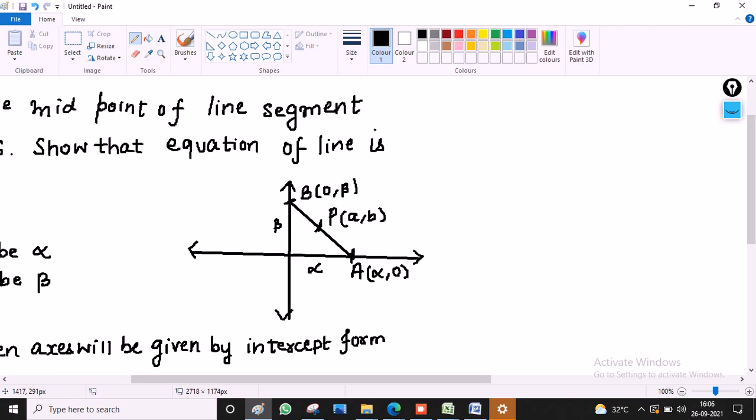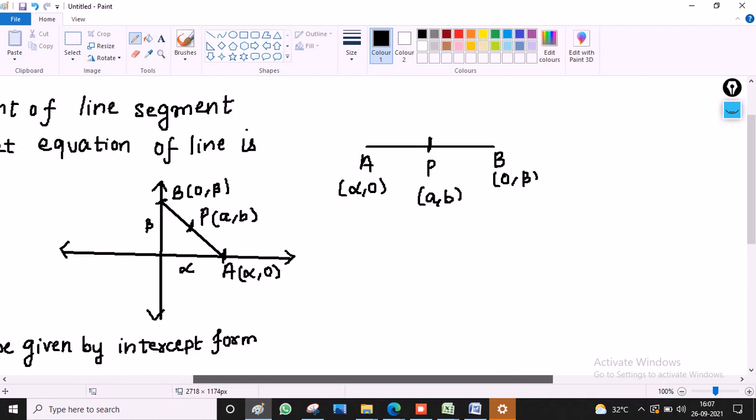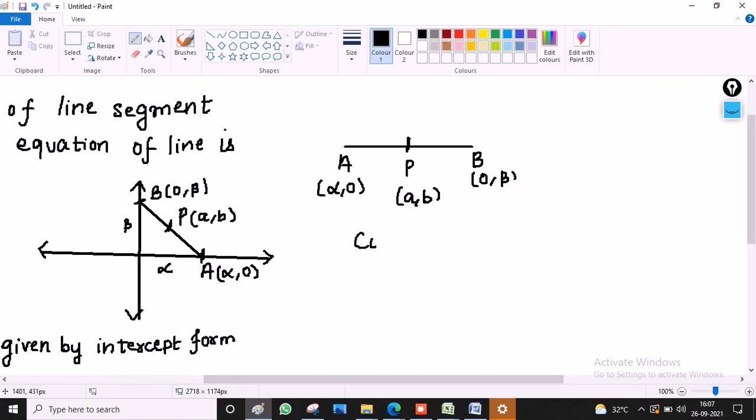So now applying the midpoint formula, we have A here, we have B here, coordinates of A are alpha comma 0, coordinates of B are 0 comma beta, and we have a point P which is the midpoint, and the coordinates of P are a comma b. But we are now applying the midpoint formula. So coordinates of P by the midpoint formula.